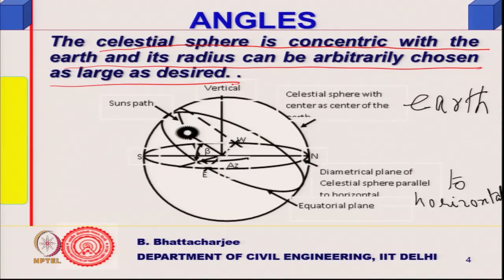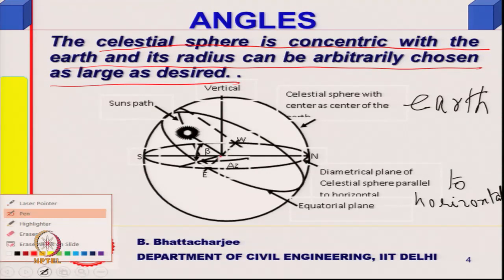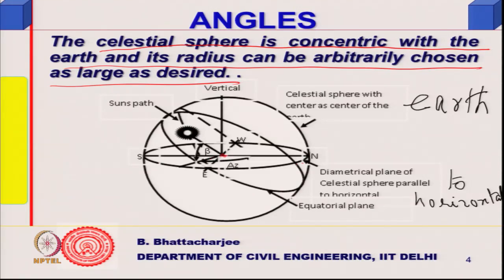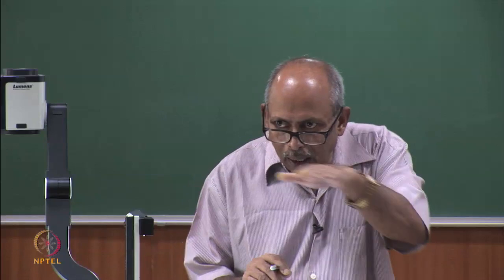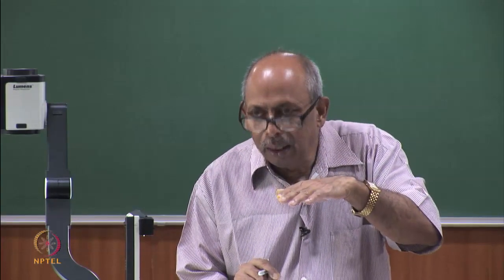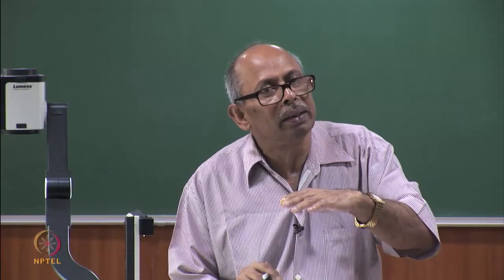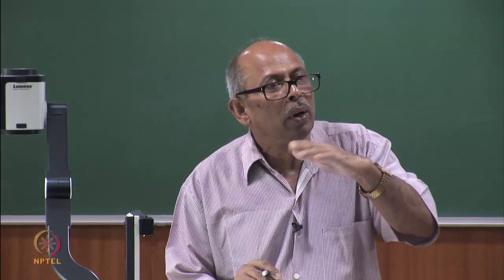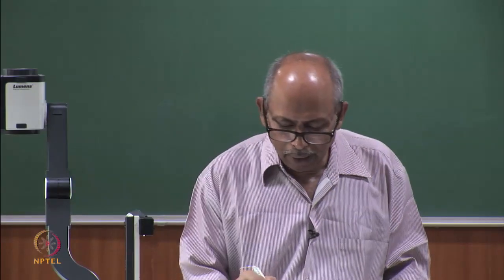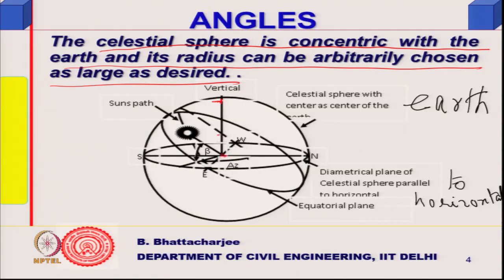So, for example, consider this, this is a celestial sphere. Now, this point is the center of the earth, right. And this circular plane is parallel to the horizontal surface. So, I conceive a diametrical circle at the center of the earth, and this diametrical circle is parallel to the horizontal surface at some point. So, this will be the vertical. Earth might finish somewhere here, because I said the radius can be arbitrary, right.